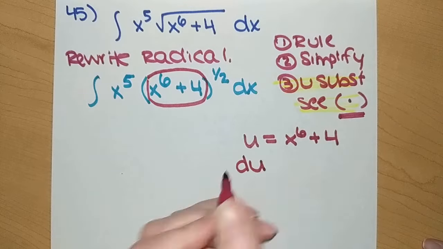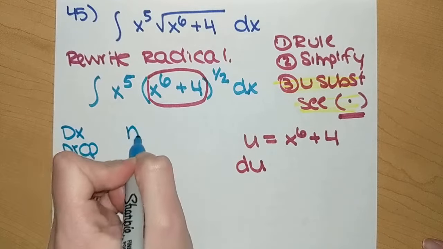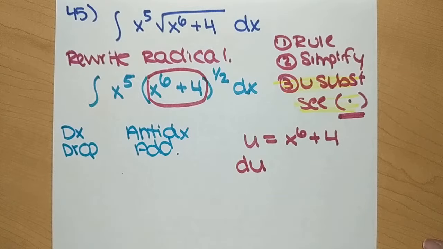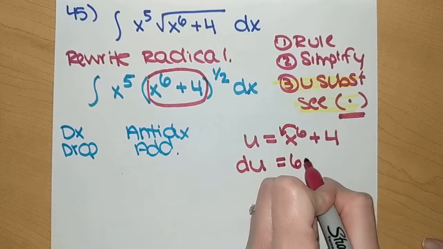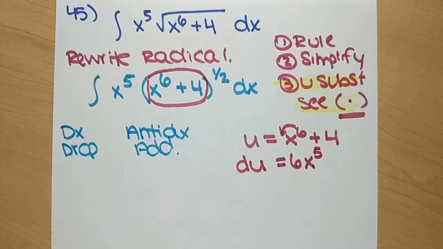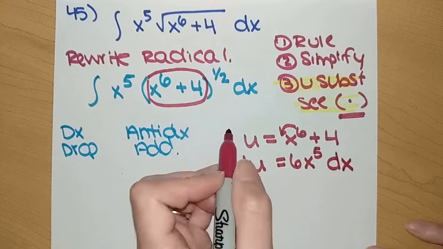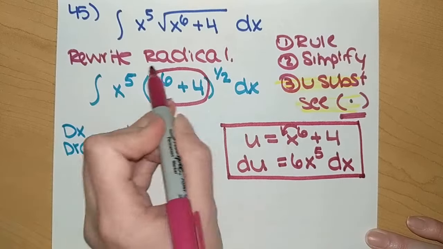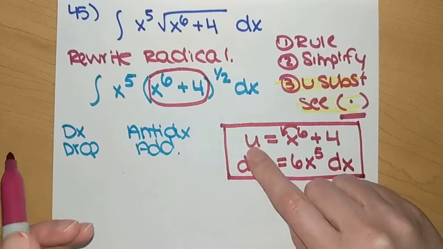All right, now our du. Remember that with derivatives you drop, and with antiderivatives you add. So what's going to happen here for our du is we're going to drop terms down because we're taking the derivative. So this 6 drops down, and then we have x to the 5th, and then the plus 4 is a standalone constant, so that drops to 0. And then we still have the dx. All right, so this becomes our little key to life here for how we are going to transform this integral in terms of u.